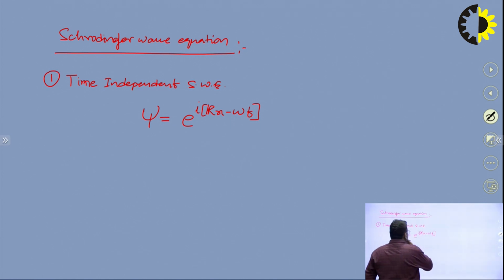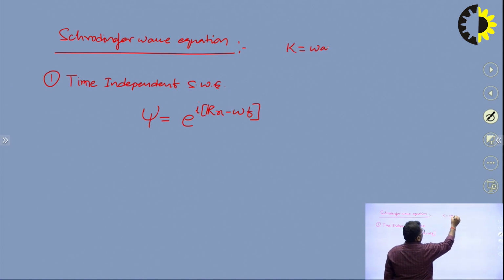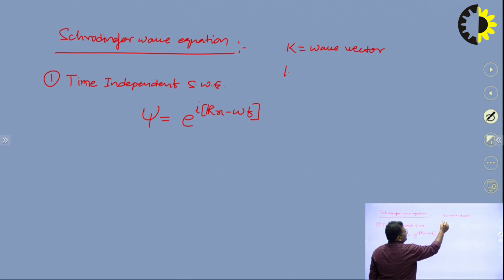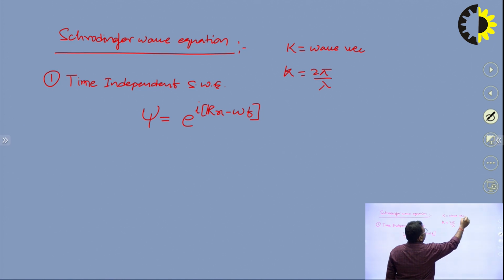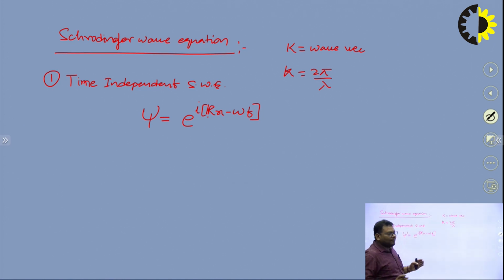So here, what is k? k is the wave vector, and it can be written as k is equal to 2 pi upon lambda. Here lambda is the de Broglie wavelength, right?